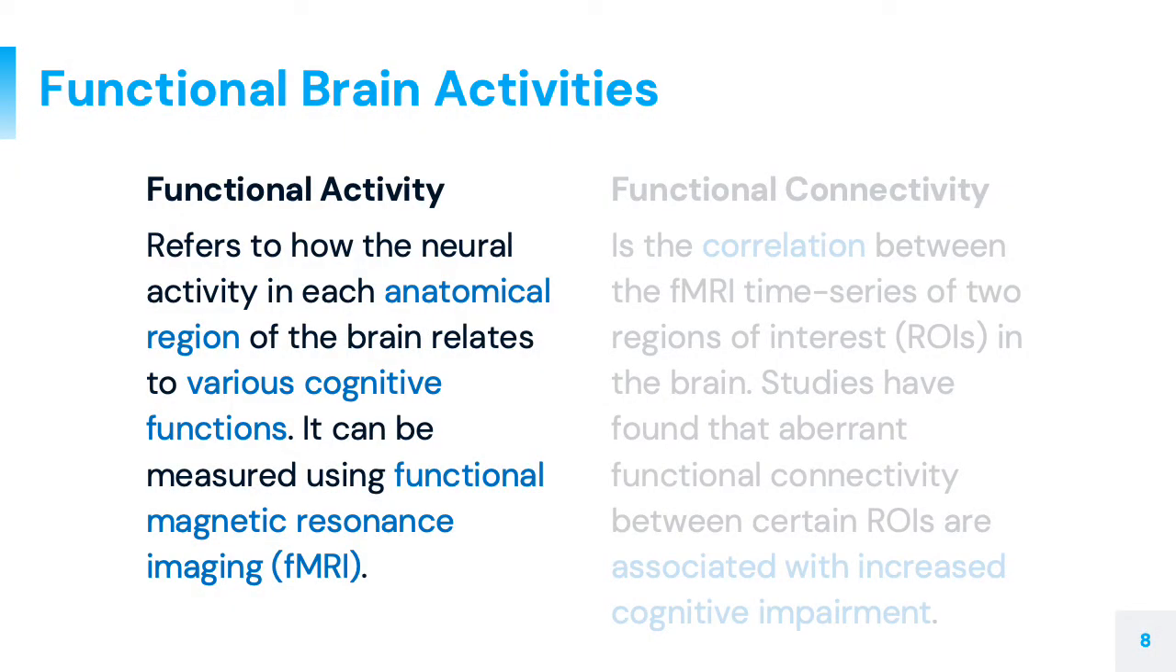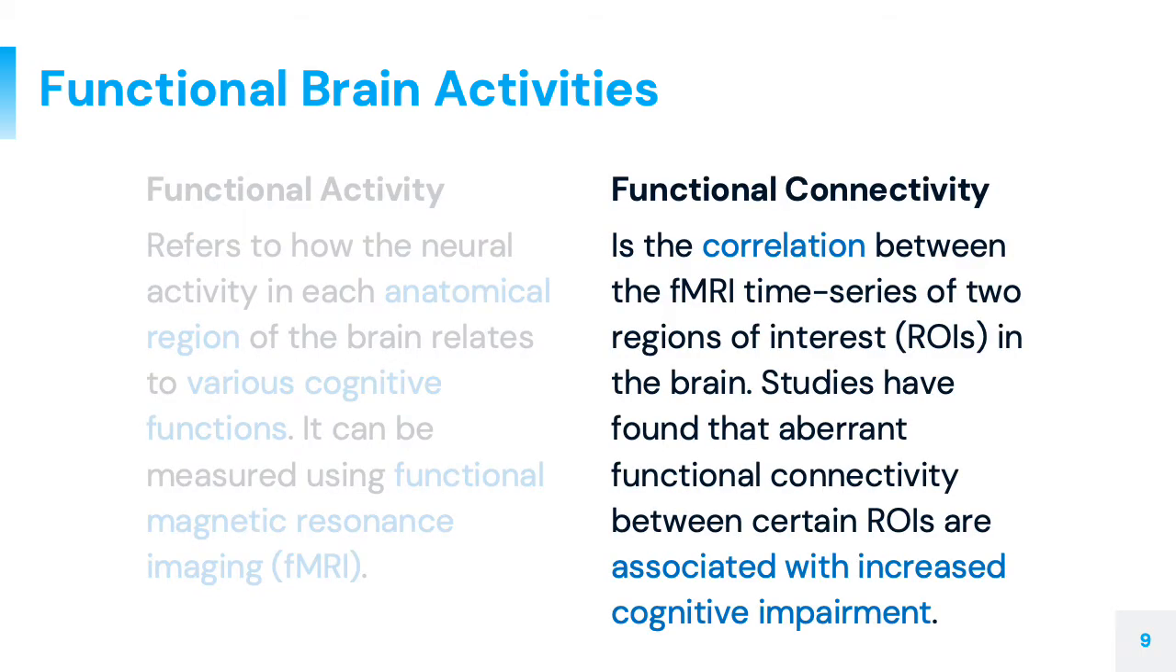An important thing to know is the functional brain activity. It refers to how the neural activity in each anatomical region of interest in the brain relates to various cognitive functions. It is measured using fMRI. In particular, we use the resting state fMRI in this project. It is a taskless fMRI where the neural activities are not due to any other stimulus.